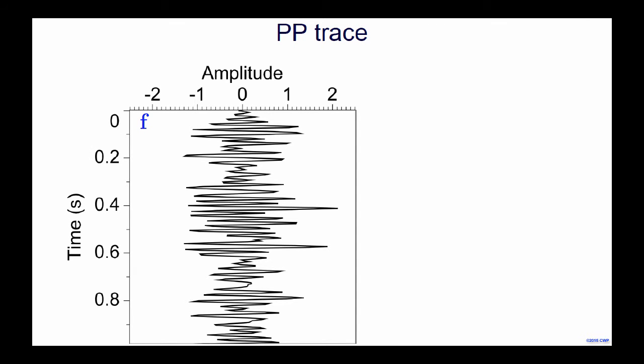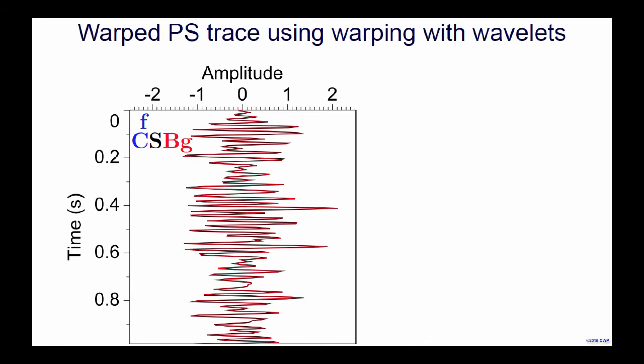So for reference, I've plotted the PP trace in black, and on top of it in red, I'm going to plot the warped PS trace that we get using the warping with wavelets and our estimated wavelets. And you'll notice that it lies right on top of the black trace.